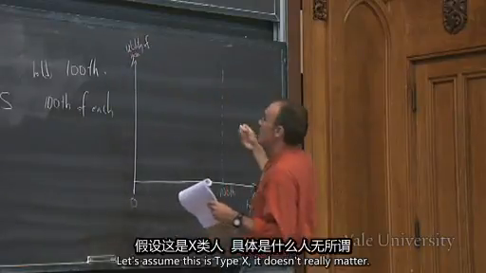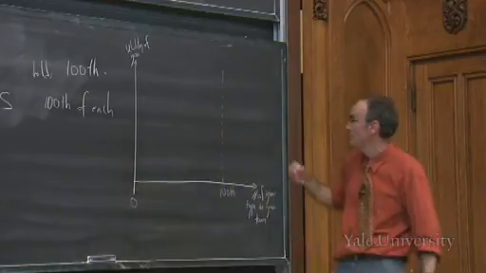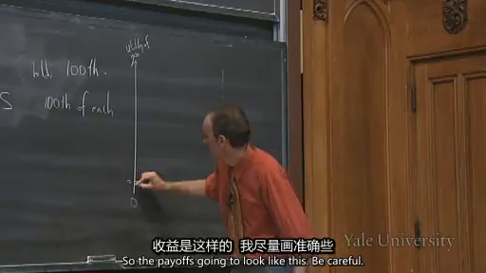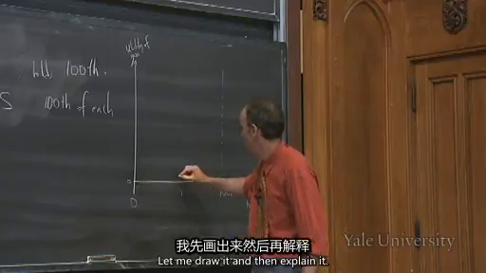All right? Let's assume this is type x. Okay, it doesn't really matter. Let's assume this is the tall type payoff. It's going to be symmetric for the other type as well. All right? So the payoff's going to look like this. A bit careful. Let me draw it and then explain it.